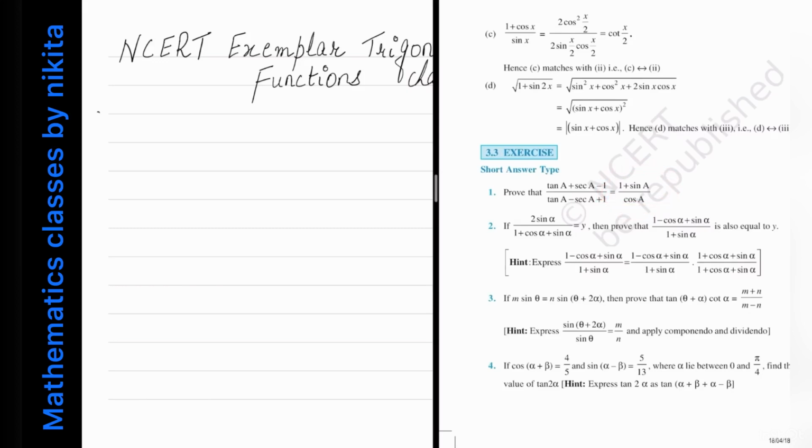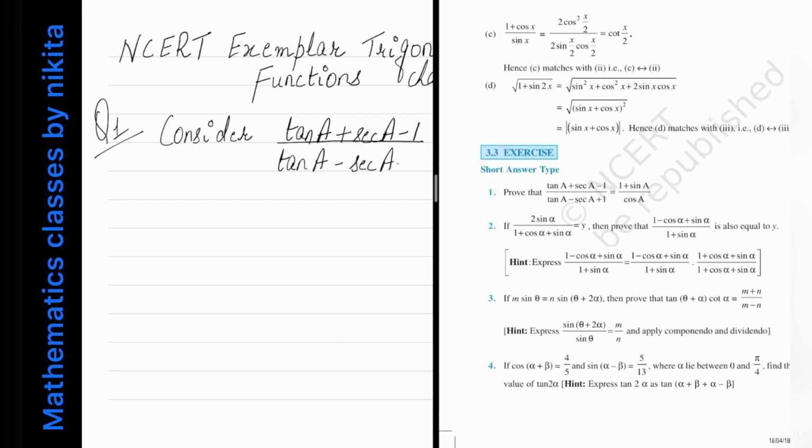So consider the left hand side. So consider (tan A plus secant A minus 1) divided by (tan A minus secant A plus 1). Okay.